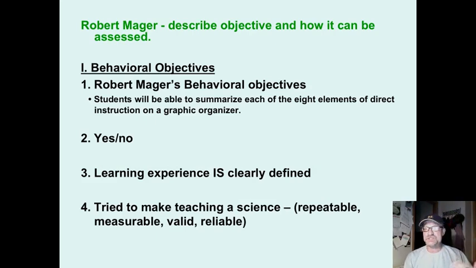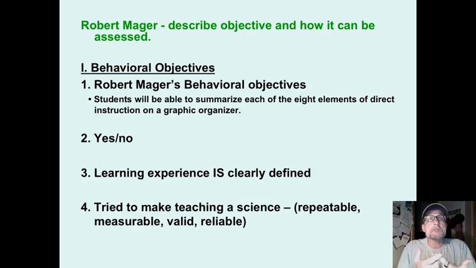Students would be able to summarize each of the 8 elements of direct instruction on a graphic organizer. That is a behavioral objective for this lesson on direct instruction. It is a behavior that I can see, and I can say yes or no in terms of whether you have mastered that objective. One of the things I don't like about that is that learning, real learning, happens here cognitively, not behaviorally.